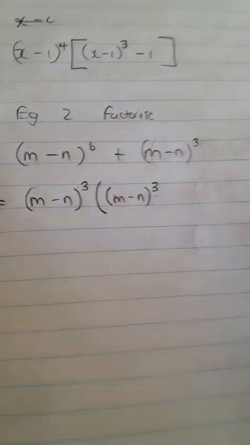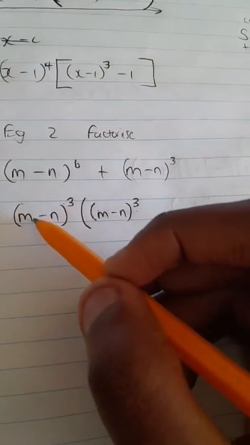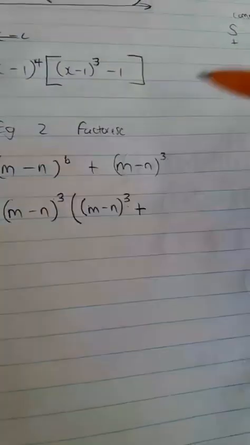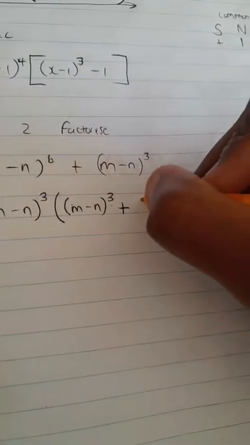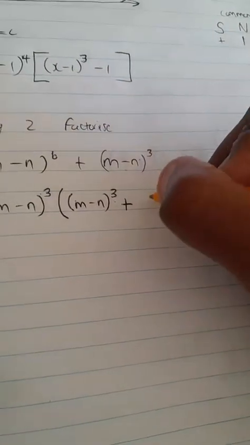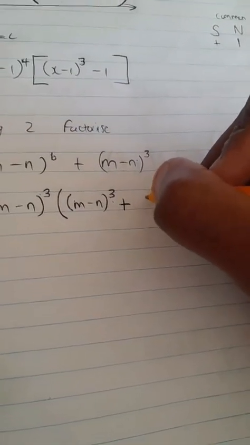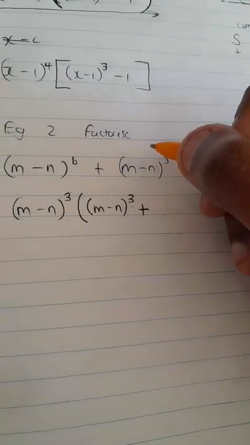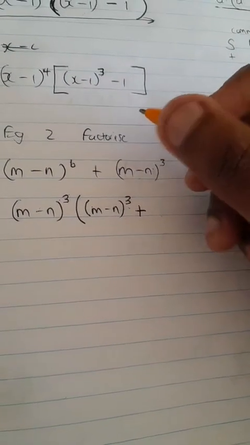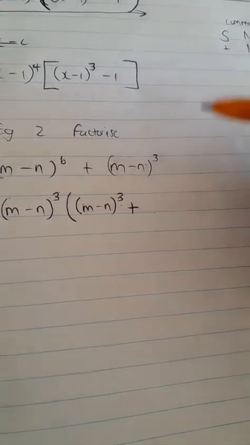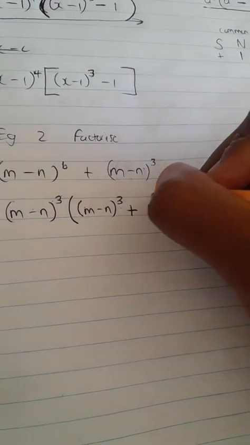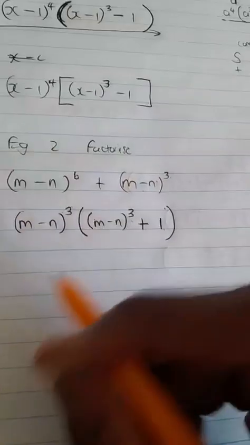Are you with me? Then this m minus n, since it was positive, will not change the sign. It will still stay the same. Then inside, what do we have? m minus n to the power 3. That means m minus n to the power 3 times what will give me back the m minus n to the power 6? It will be 1. Then I close my big bracket.